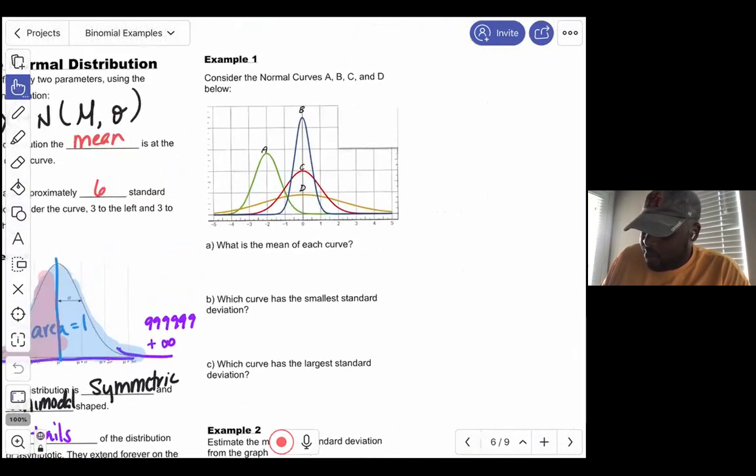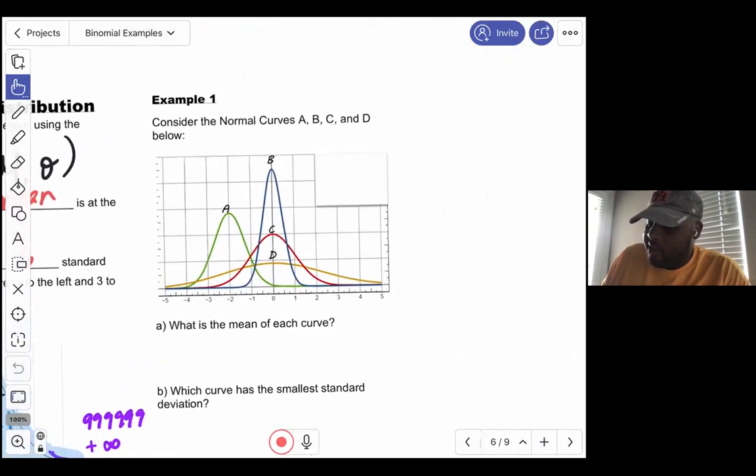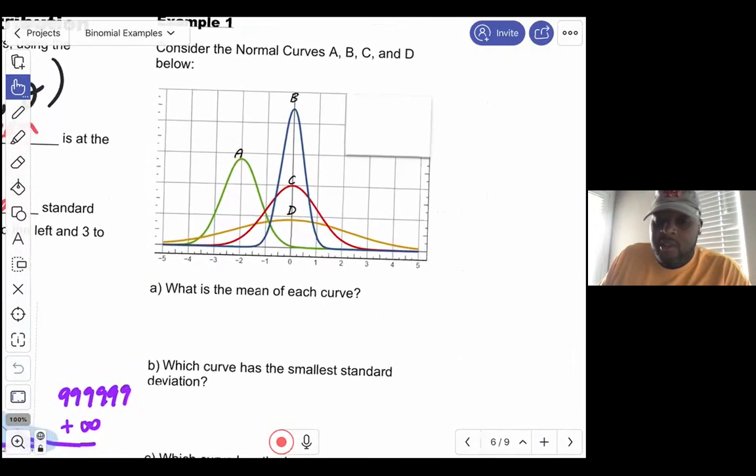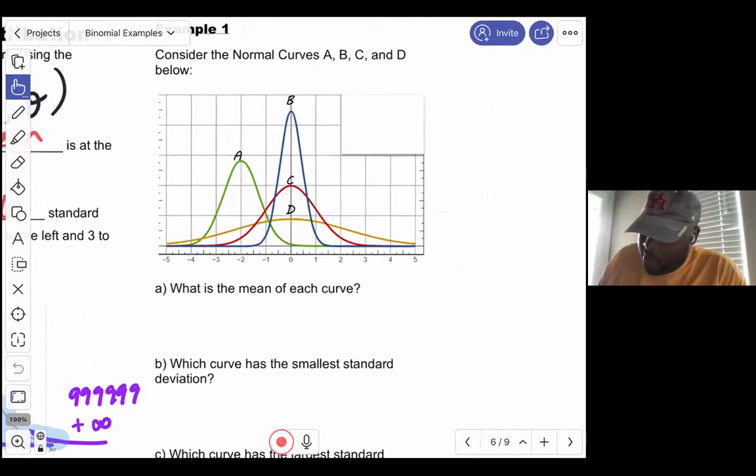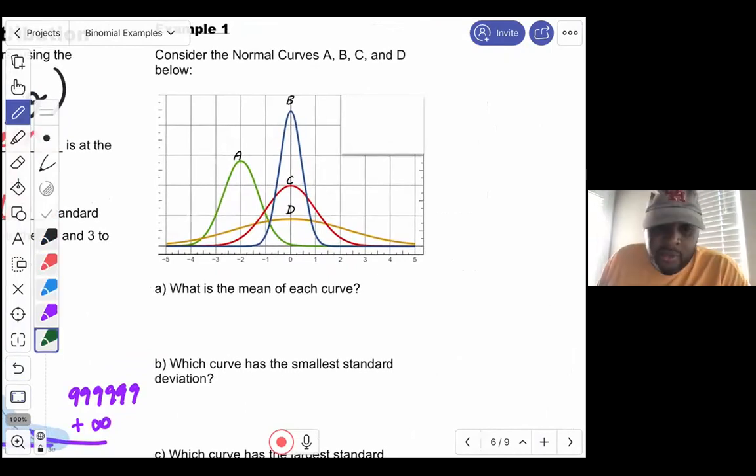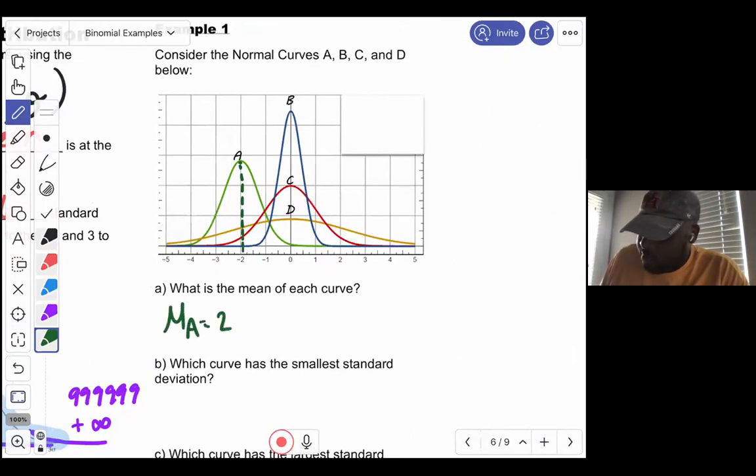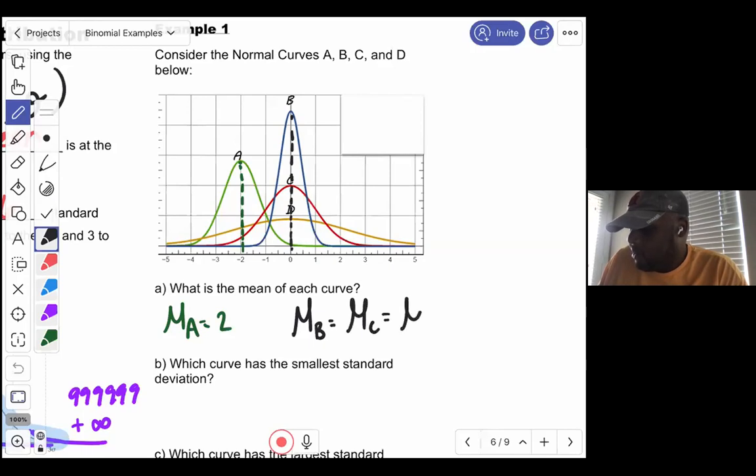Look at this first example, and it says, consider the normal curves A, B, C, and D below. It wants to know what is the mean of each curve. To determine the mean, we can look at curve A first. The mean always sits in the middle, so the mean of A is equal to 2. If you look at the other 3 curves, all of their middles occur at the same number. So the mean of B is equal to the mean of C, which is equal to the mean of D, and they're all equal to 0.